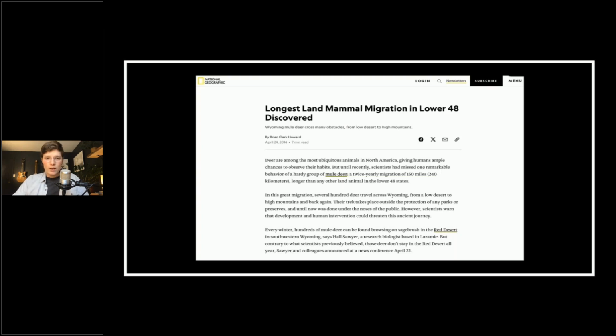And if you look back at about 2014, this would have been when I was in graduate school at the University of Wyoming, we discovered the longest land mammal migration in the lower 48. And this migration is done by mule deer. It's a twice yearly migration, 150 miles, longer than any other land mammal in the lower 48. You can see this article was published in April 2014 by National Geographic. All of the data was coming out of University of Wyoming.